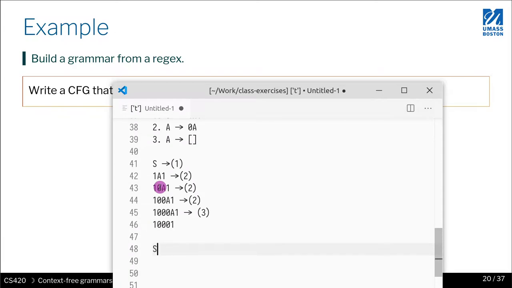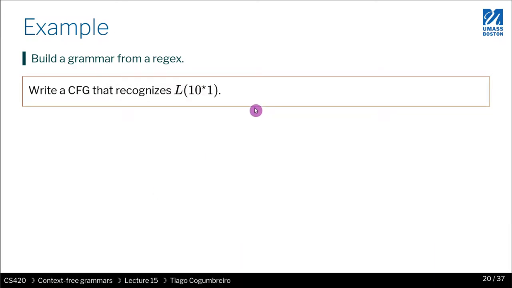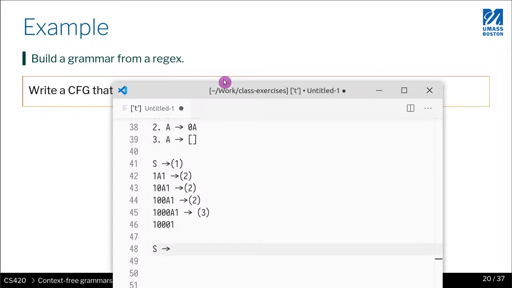We can also just generate a string where the Kleene star is replaced by the empty string, and then 1, 1 would also be accepted by this. So we apply rule 1 and we get 1A1, and then we directly apply rule 3 and we would get 1, 1.